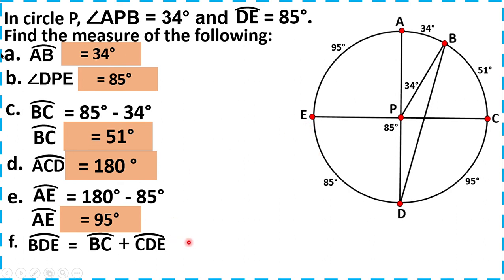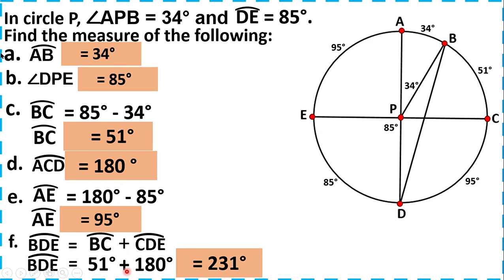Okay, so measure of arc BDE, or pwede ring measure of arc BC plus measure of arc CDE. So, ito yung measure ng arc BC plus yung measure ng arc CDE. So, yung measure ng arc BC is 51 degrees. Okay, 51 degrees plus arc CDE, this is a semicircle, so 95 plus 85, we have 180 degrees. Okay, so arc BDE therefore is 231 degrees. So, 231 degrees to yung arc BDE. So, this is a major arc greater than 180 degrees.